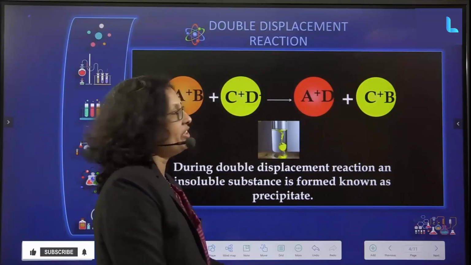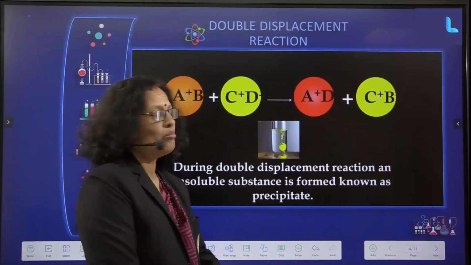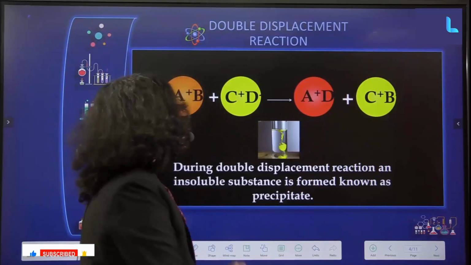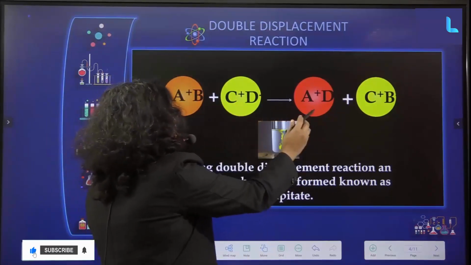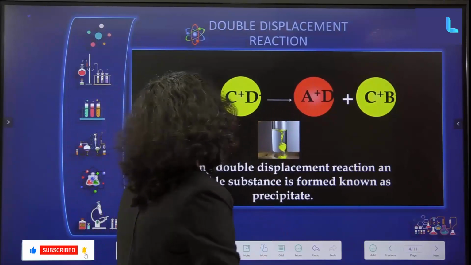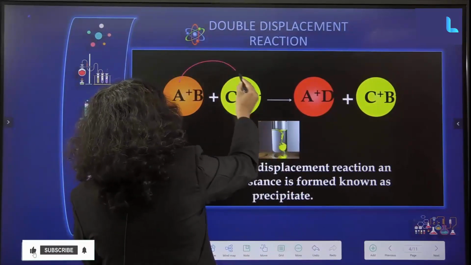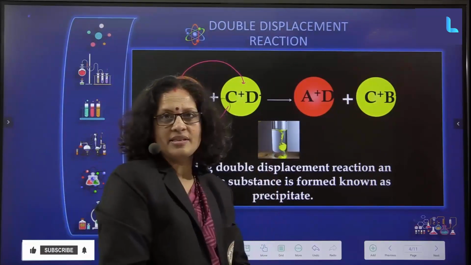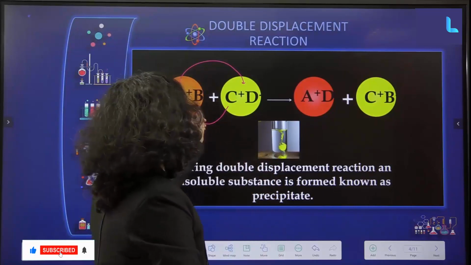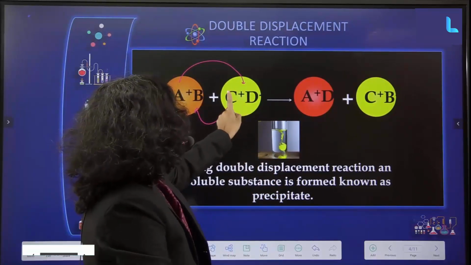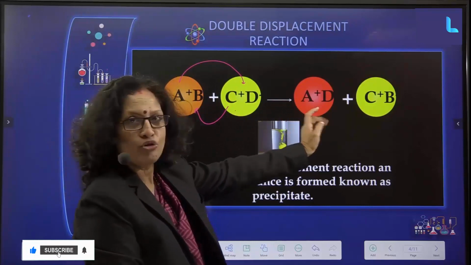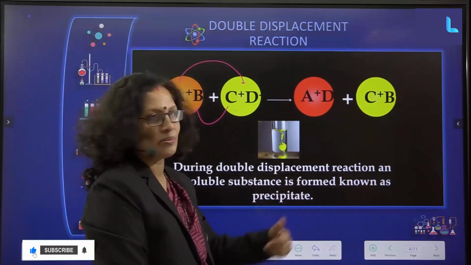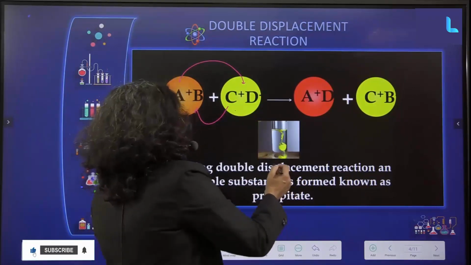For example, we have a reaction where AB combines with CD and you get AD and CB. So what is happening? A is combining with D and C is combining with B. So an interchange of valencies will take place. Here this will combine to this and this will combine to this, and you get a new product. During a double displacement reaction, an insoluble substance is formed, known as precipitate.